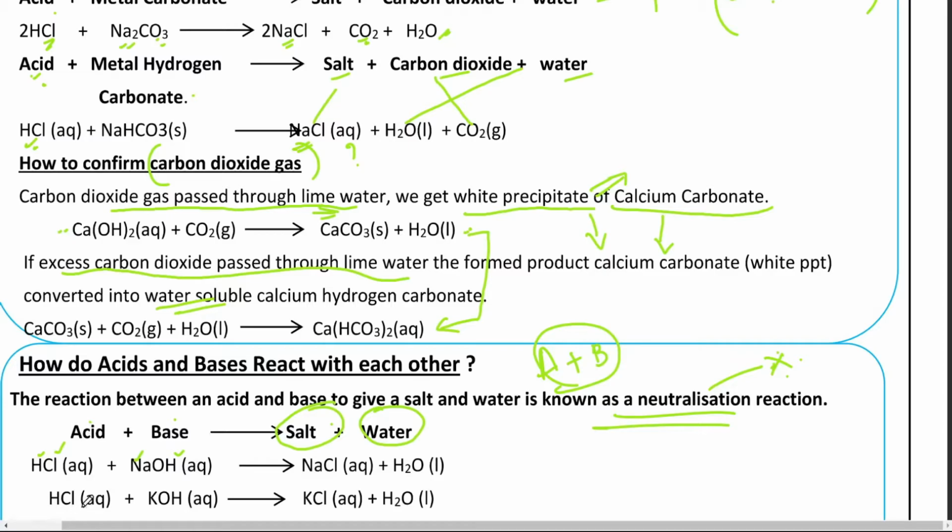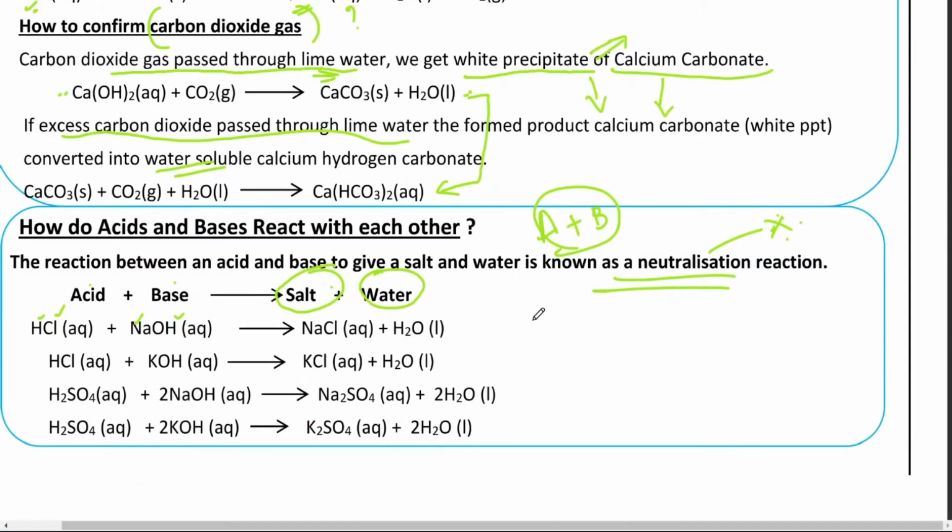Okay, in the same way HCl, when it combines with potassium hydroxide, we get potassium chloride plus water. So this is a common example for the neutralization reaction. In the same way we have sulfuric acid and potassium hydroxide. So we get potassium sulfate, which is our salt, plus water. So these are very common examples of the neutralization reaction, which is very important, and from this section you can expect at least 2 marks.